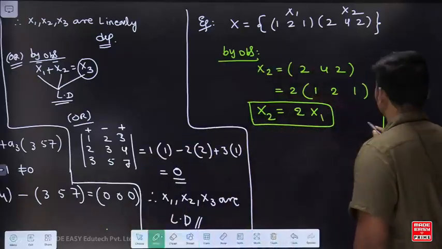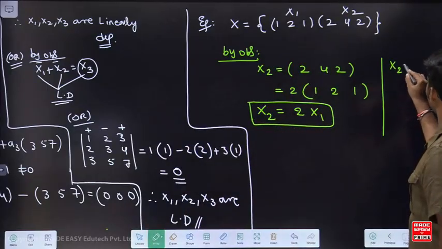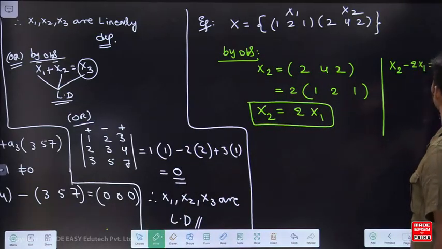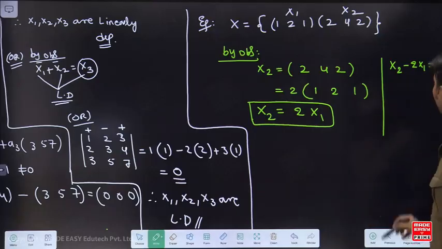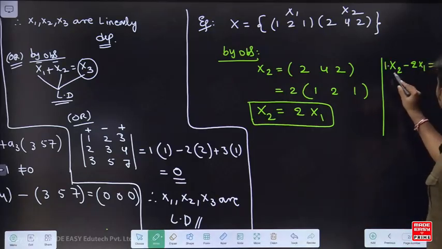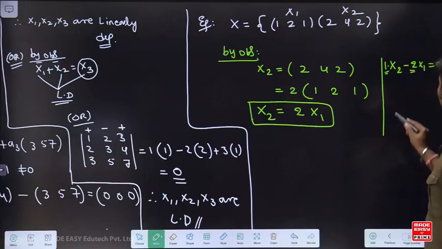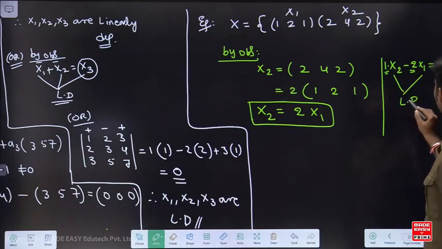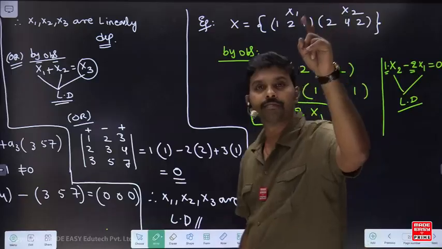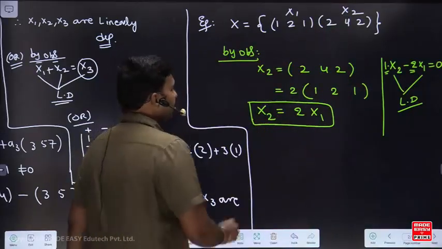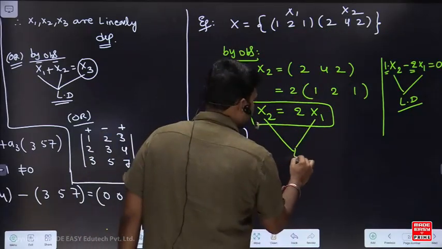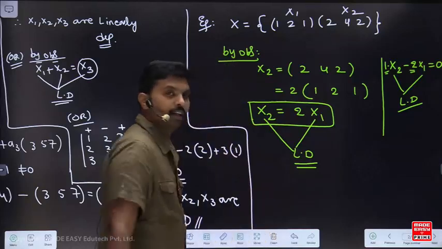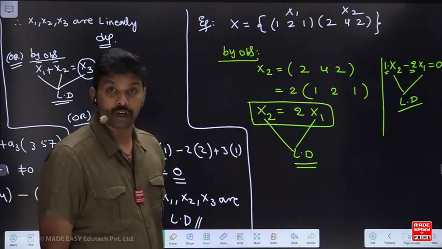So you can look at it this way, I can write it as x2 minus 2x1 is equal to 0. Now see, my dear, the linear combination of x1 and x2 is having non-zero coefficients or not? So therefore these two are linearly dependent. Is that right or not? So that is the point, my dear. So that means these two are linearly dependent here. I hope you understand.